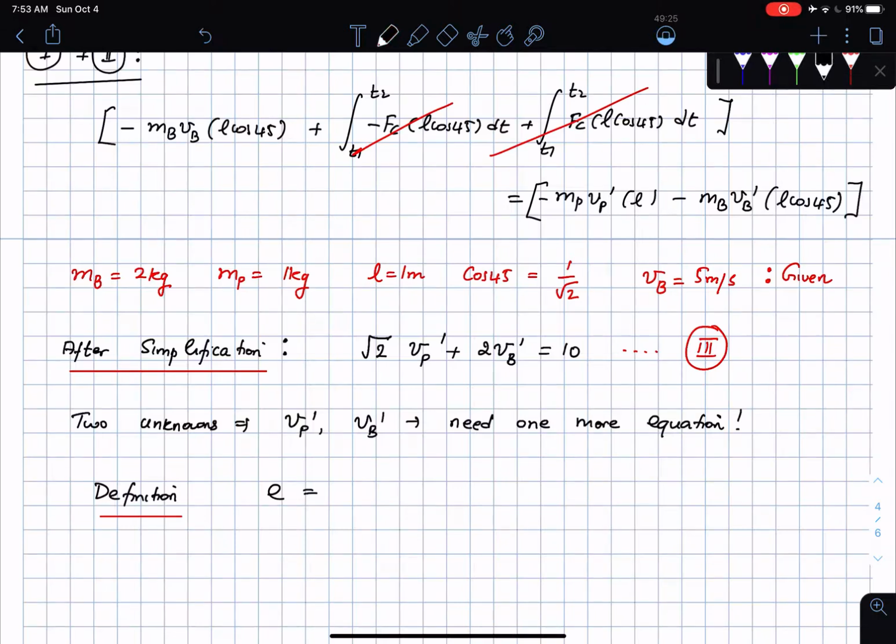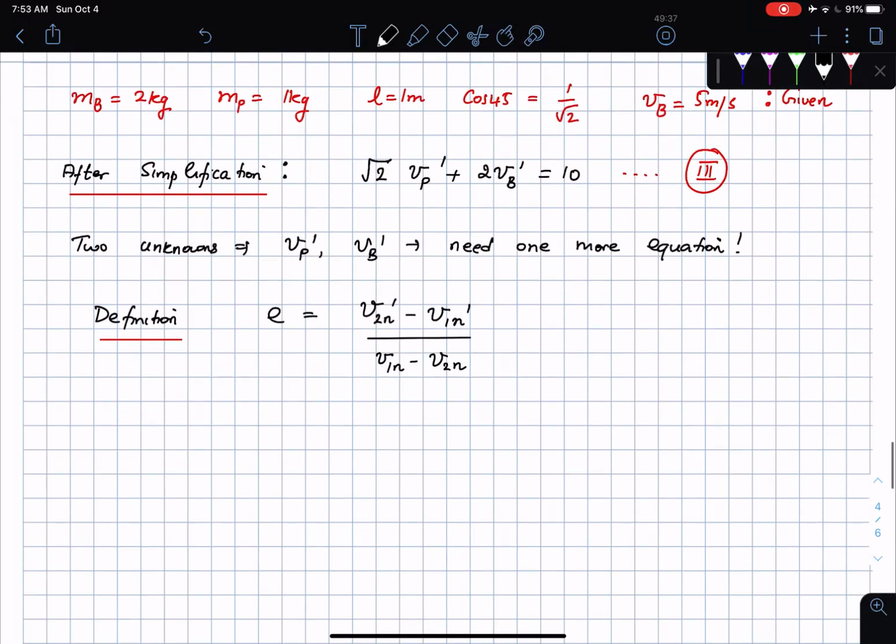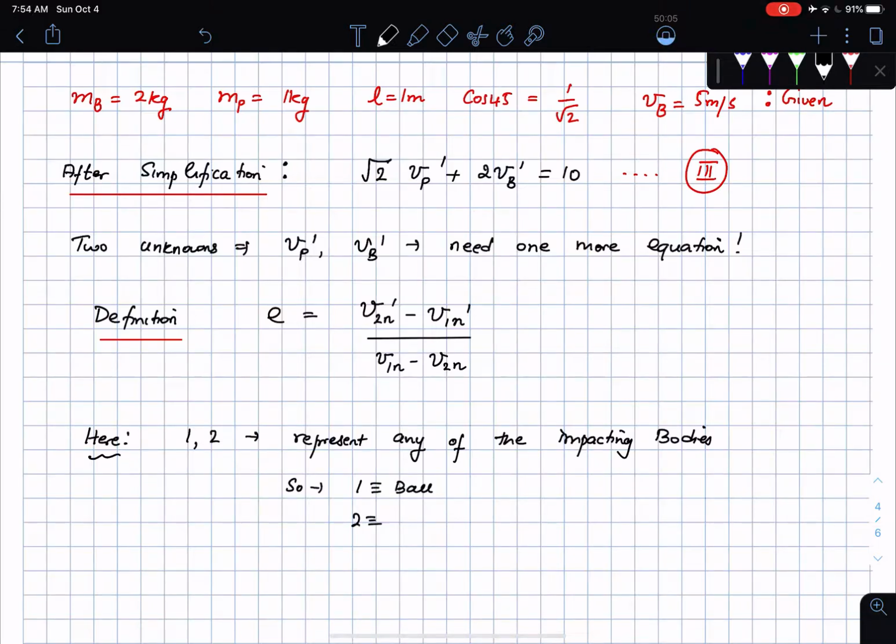So this is going to be defined as V2n prime minus V1n prime divided by V1n minus V2n. Okay, so here 1 and 2 can represent any of the impacting bodies. So 1 can be the ball, 2 can be the pendulum, or you can also have 1 as the pendulum and 2 as the ball. Either one is completely fine.